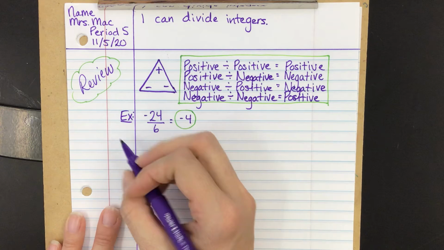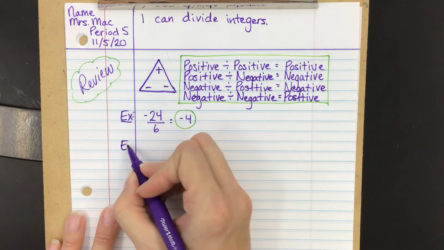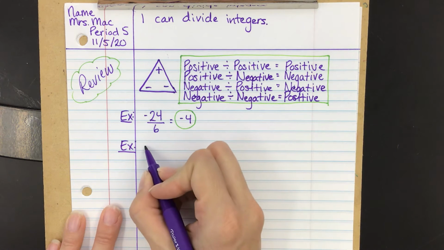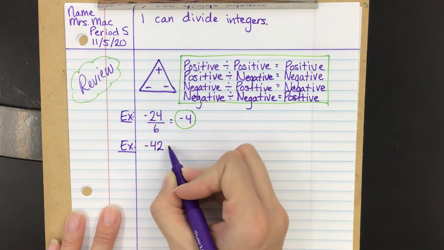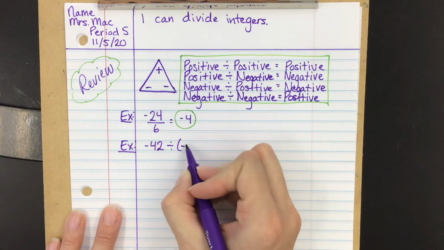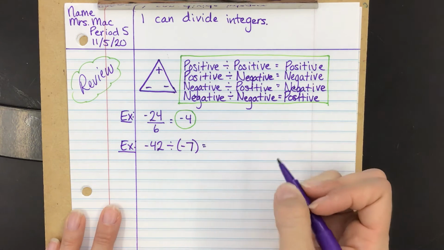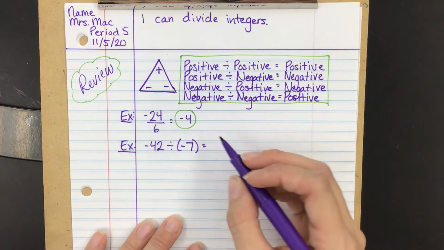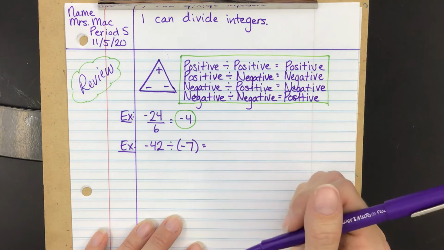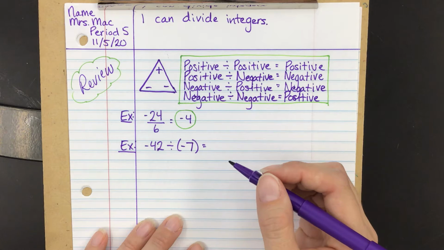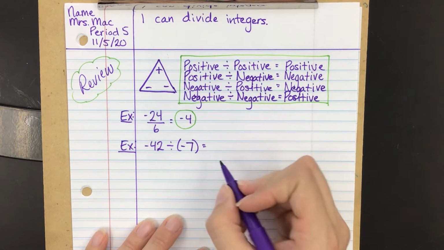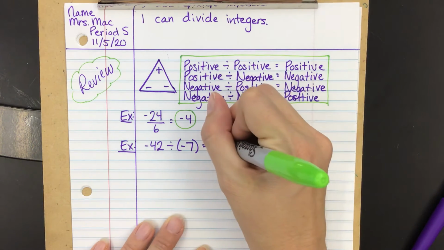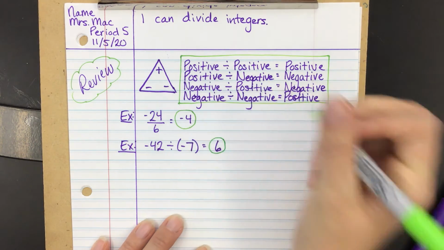Okay, let's do one more, because sometimes division is written with a division bar like this, horizontally. First of all, what's a negative divided by a negative? Positive. And then 42 divided by 7 is 6. So a negative divided by a negative is a positive, and then 42 divided by 7 is 6.